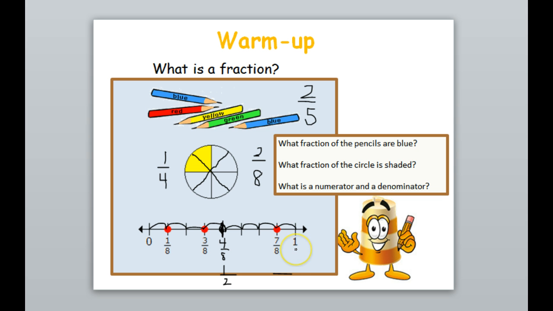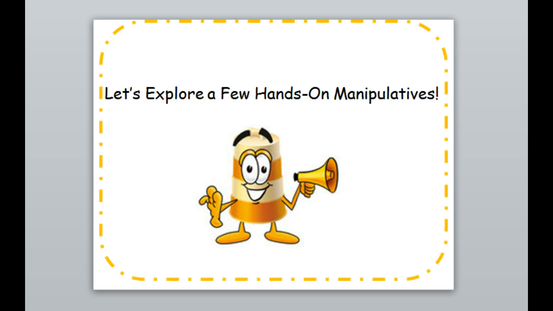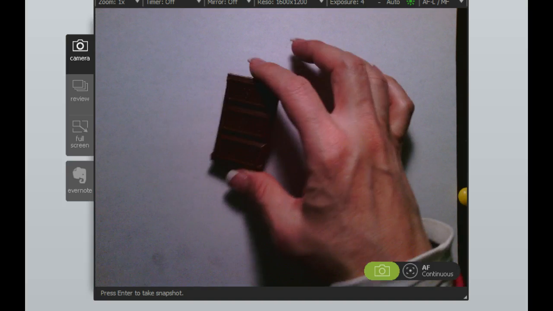Now let's look at the number 1. That's the whole. I would have 8 of the 8. When I have 8 of the 8, I am saying that I have the same as 1. 8/8 equals 1. So now let's explore a few manipulatives. So I'm going to turn on my document camera so we can see fractions in action.